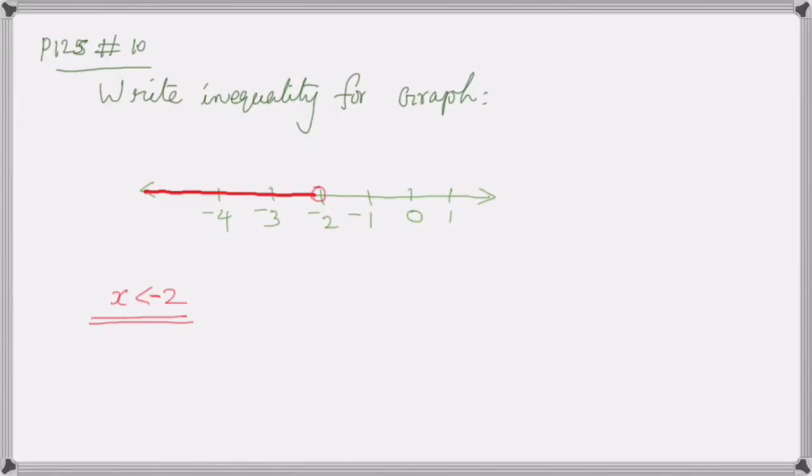So if you look at this graph, the value of the variable is always less than -2. It's -3 or -4 or -5 or any value that is less than -2. It's not touching -2, so the variable is not equal to -2. So the inequality representing this graph is x less than -2.